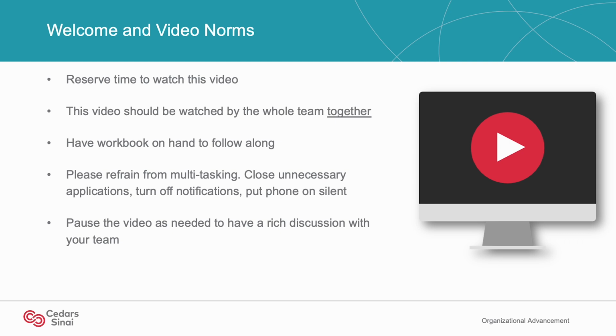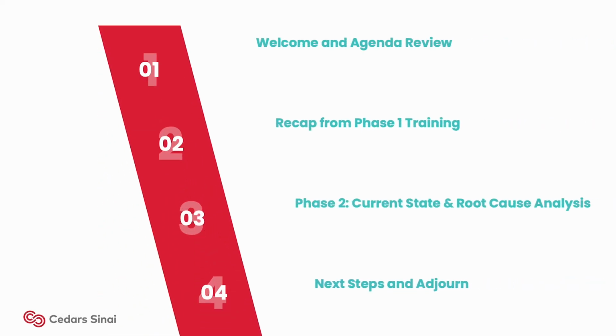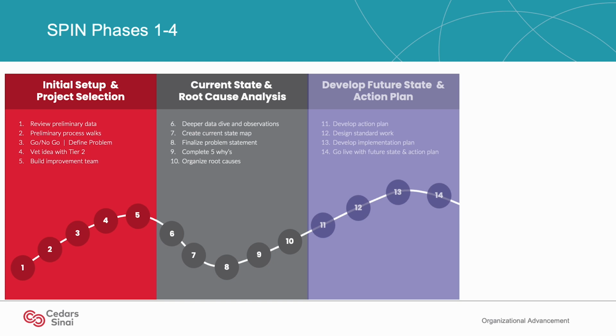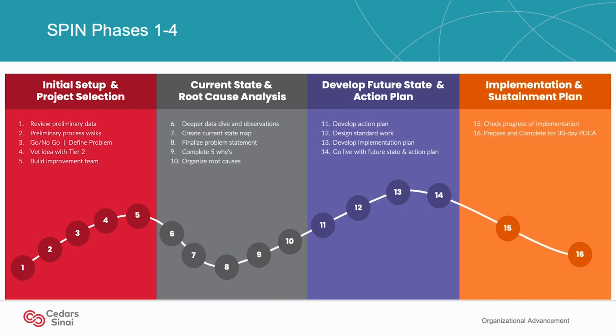This video will recap what we covered in the Phase 1 training video, and then we will jump into Phase 2 of the project cycle, which is the current state and root cause analysis. At the end, we will conclude with next steps. As you're aware, there are 4 phases in the SPIN project as shown here.